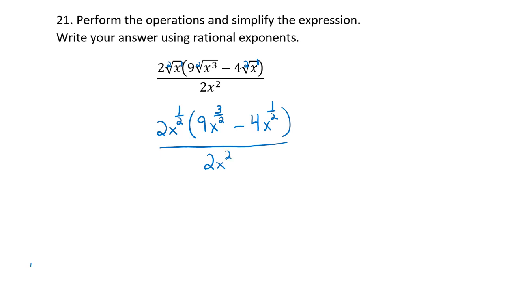Now we need to go ahead and use distributive property. So we can multiply like so. Well, when that happens, it basically looks like this. We have minus, and these two are going to get multiplied together.